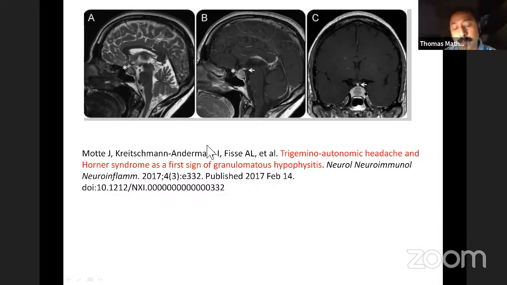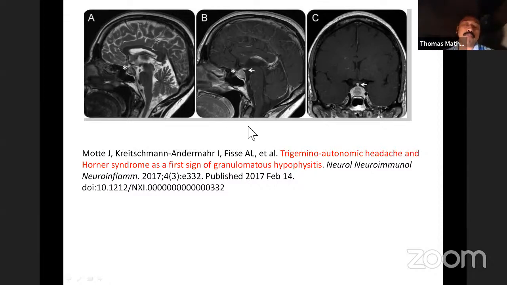And because, as you know, lesions in and around the pituitary can also have trigeminal autonomic cephalalgias, this is a report from the Neurology, Neuroimmunology and Neuroinflammation journal, where a patient with granulomatous hypophysitis presents with a trigeminal autonomic cephalalgia and Horner syndrome, and they see this bulky pituitary. You can see the bulky pituitary with that small stalk which is thickened. So when you see a bulky pituitary, just look for a thickened stalk.